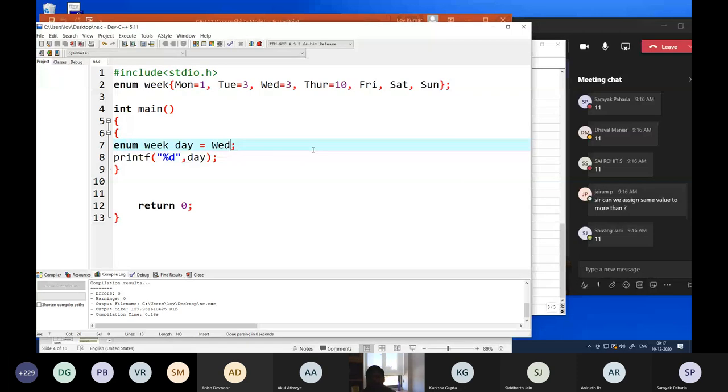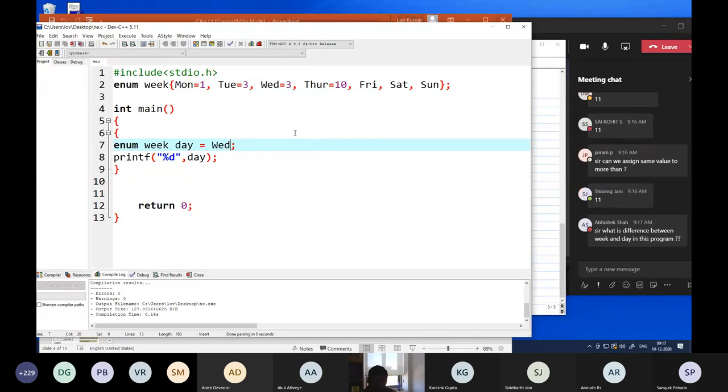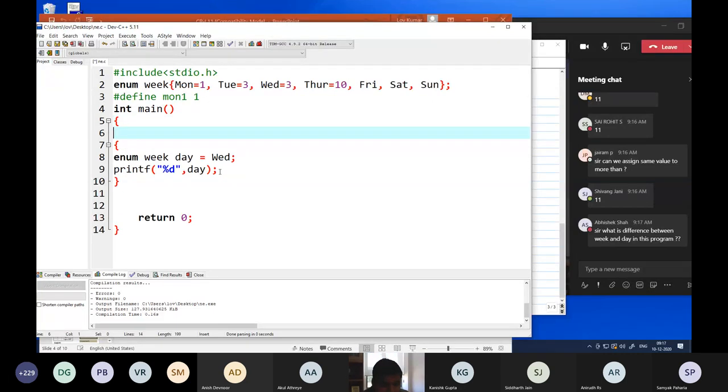Now what is the difference between the macro and the user defined data type? Some students are confused. Assume that you are writing the macro definition, #define Monday 1, we are writing 1. Same thing, #define Monday 1. Now assume that we are going to print the value. Just you can see.